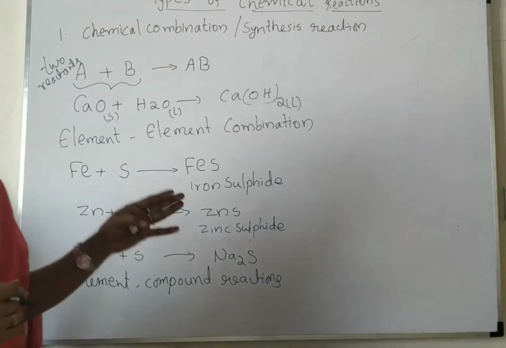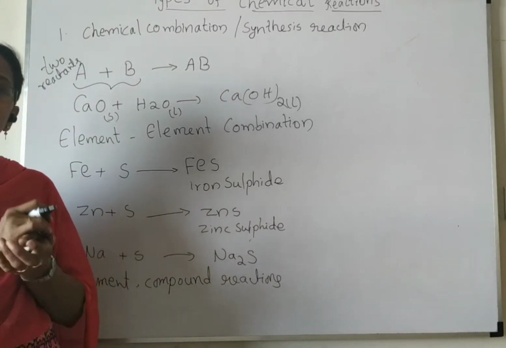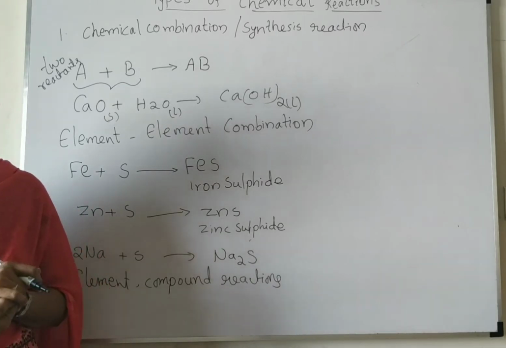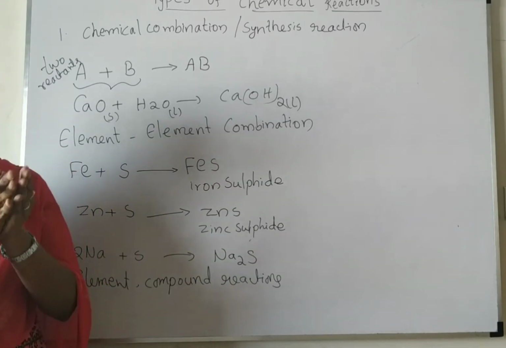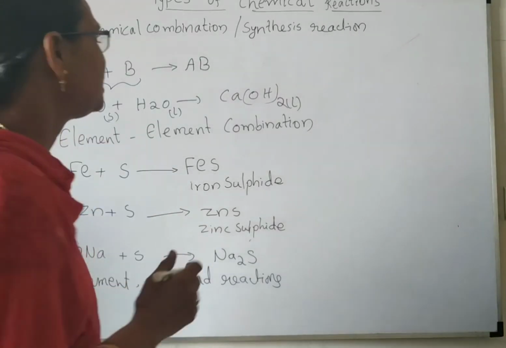For example, you take some lead sulfide crystals in a test tube and heat it. What will happen? The black sulfide combines with oxygen in the form of white sulfate. So that also we can call a combination.